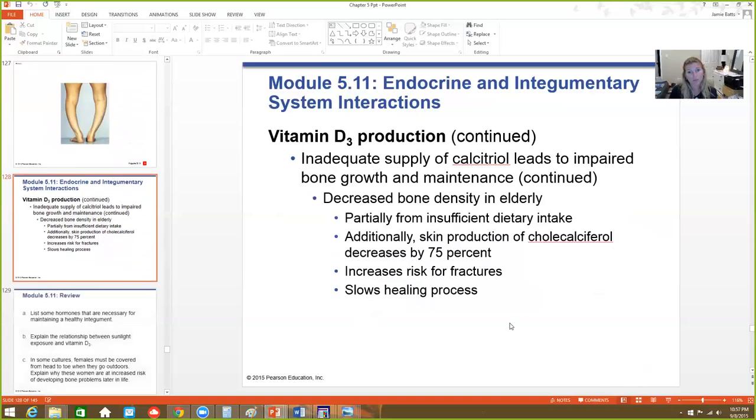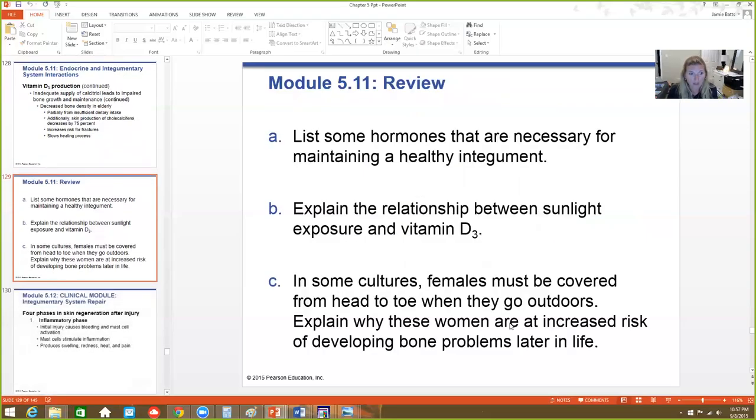With vitamin D production, if you have an inadequate supply of calcitriol, again, you could have inadequate bone growth and bone repair. So you're going to have decreased bone density as you get older. So you may have an increased risk for fractures, and you may have a slow healing process if you bruise a bone or damage a bone in some way. This is a little summary that you can go back and check yourself. You can pause the video and answer those questions.